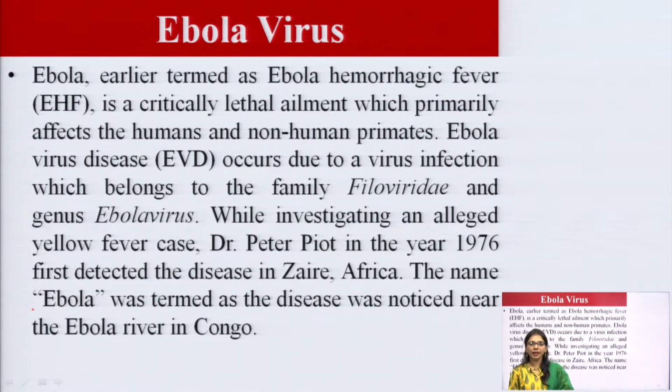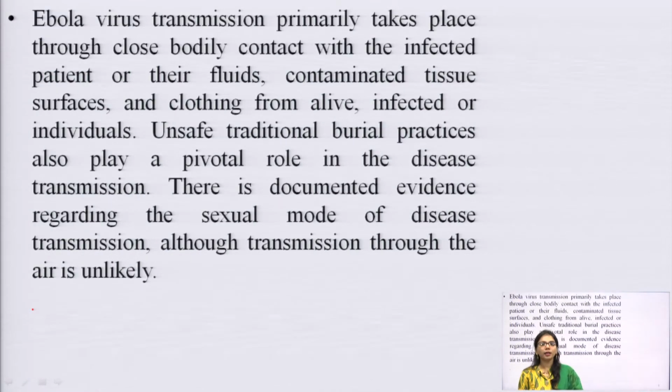The doctor, while investigating an alleged yellow fever case, Dr. Peter Piot, in the year 1976 first detected the disease in Zaire, Africa. The disease was named Ebola after the Ebola river in Congo. Ebola virus transmission primarily occurs through close bodily contact with infected patients or their fluids, contaminated tissues, surfaces and clothing from infected individuals. Unsafe traditional burial practices play a pivotal role in disease transmission.